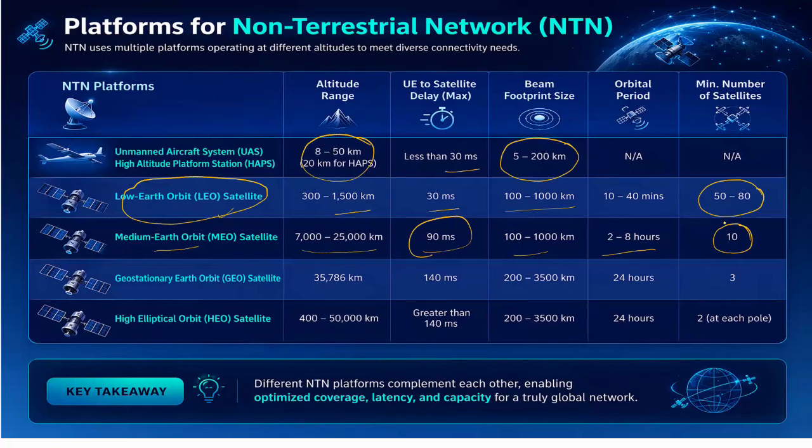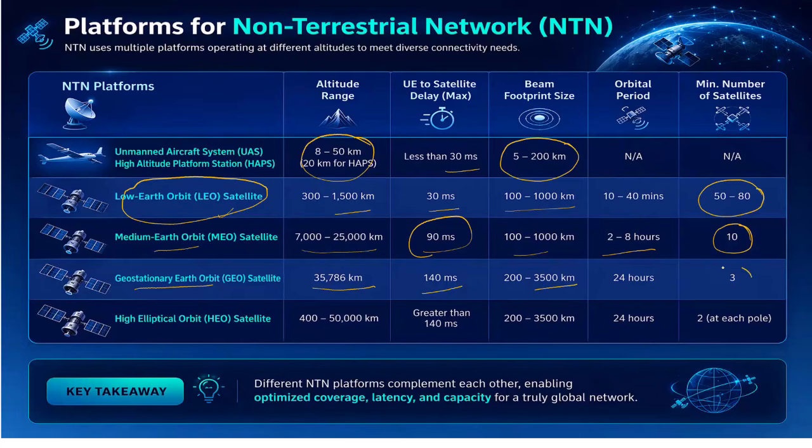Then we have GEO, which is geostationary Earth orbit. It is positioned very high above the Earth. Its altitude is around 36,000 kilometers, but latency is very high, at 140 milliseconds, and the footprint size is around 3,500 kilometers.